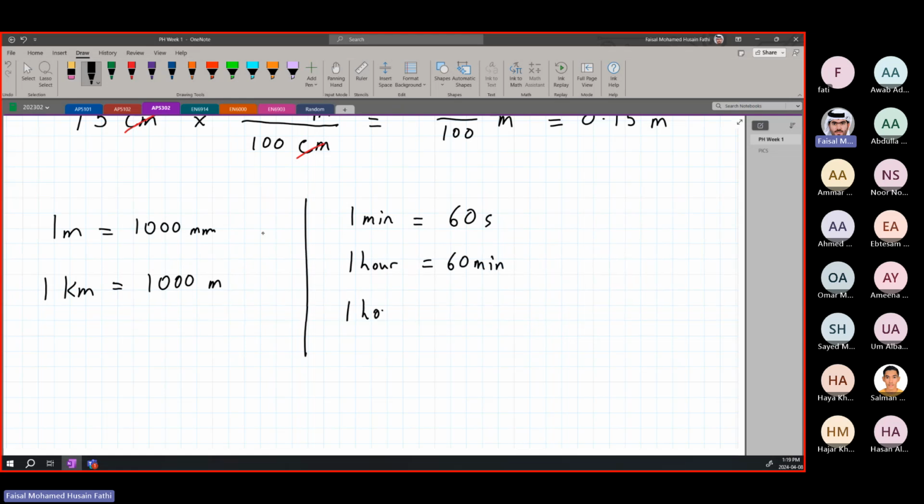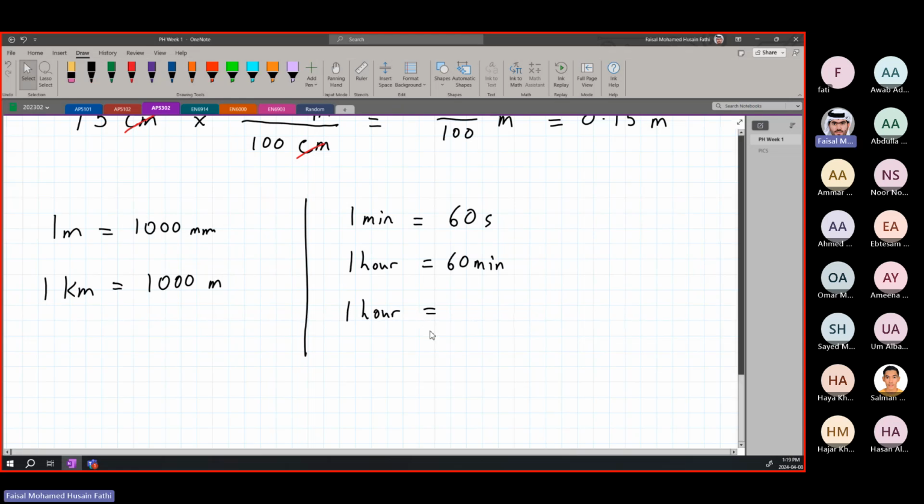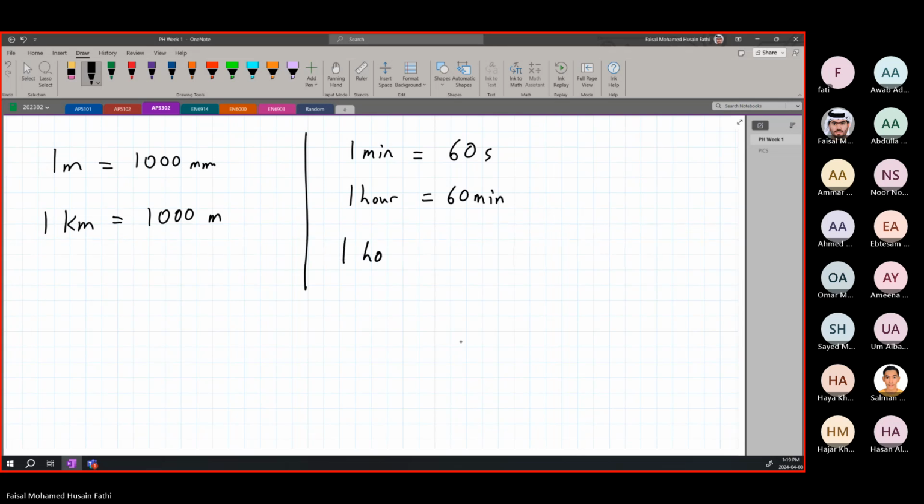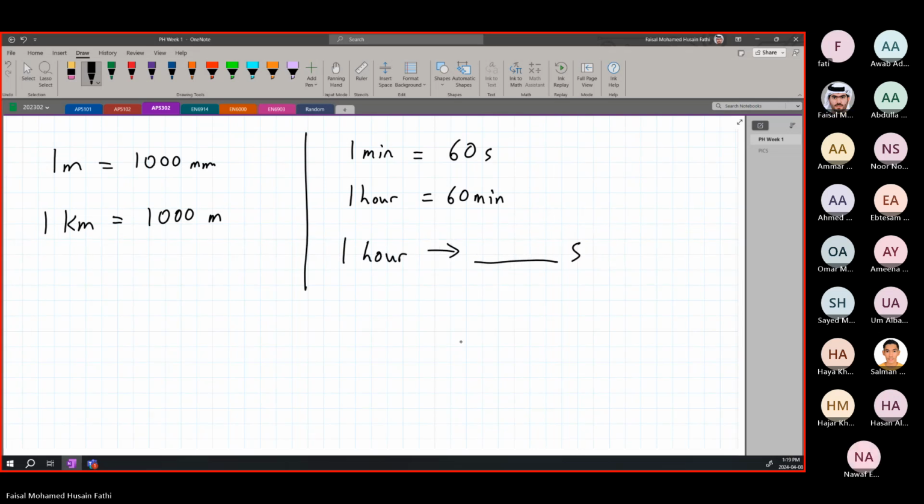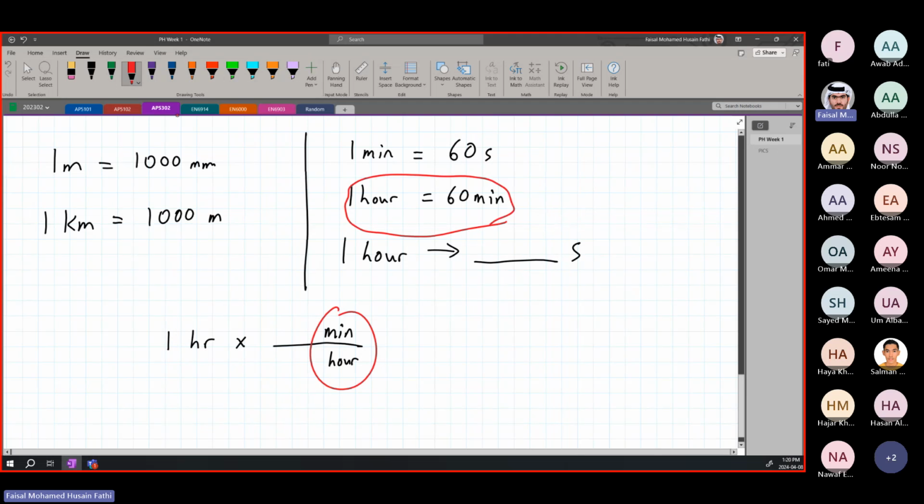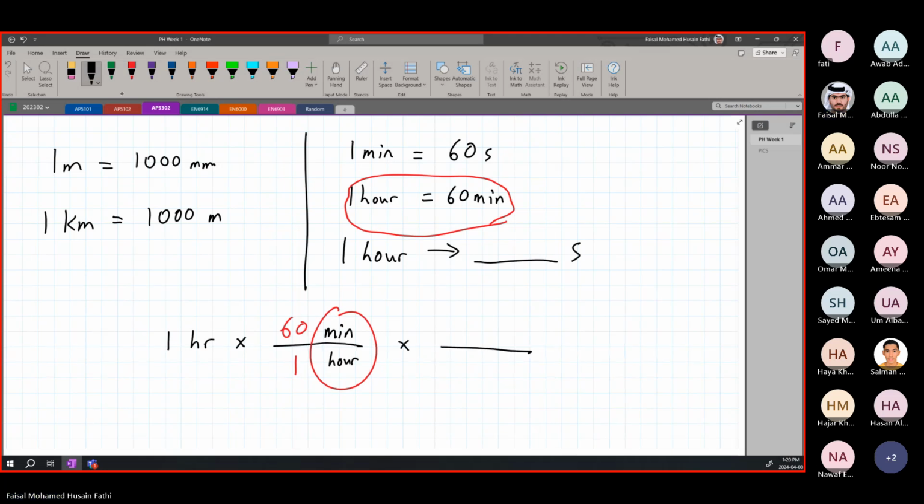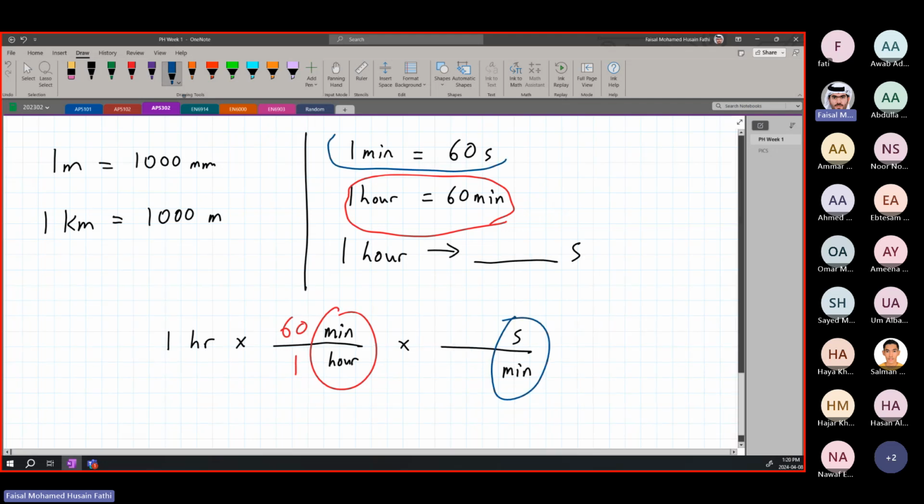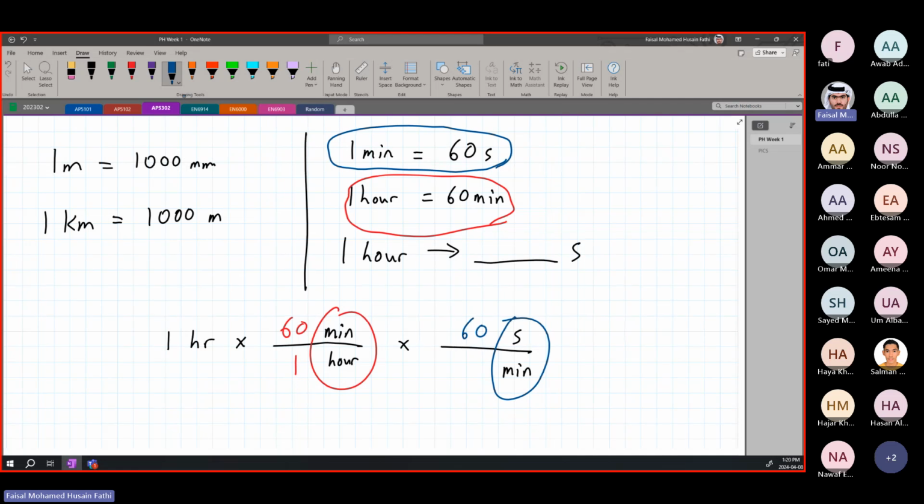Actually, let's use this as an example. Now we have 1 hour. We want to find it in seconds. How would we do this? We would write 1 hour and we will convert it into minutes, so we multiply. Minutes on top, hour at the bottom. We know 1 hour is equal to 60 minutes, so we write 60 on top because 60 minutes is in 1 hour, times. Now we want to convert minutes into seconds, so we put seconds on top and minutes at the bottom because this is the final answer we want. So we have seconds over minutes, which is their relationship, so we put 60 seconds on top and 1 minute at the bottom.